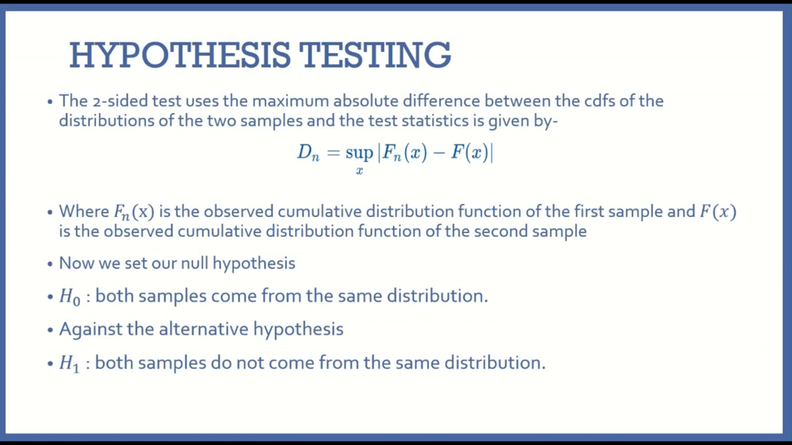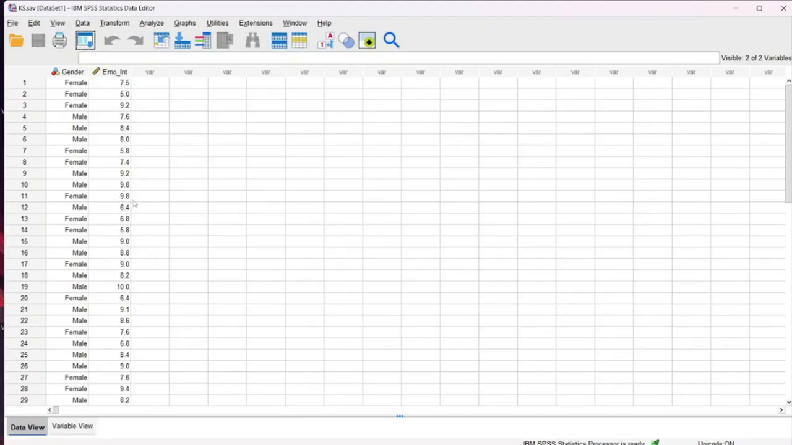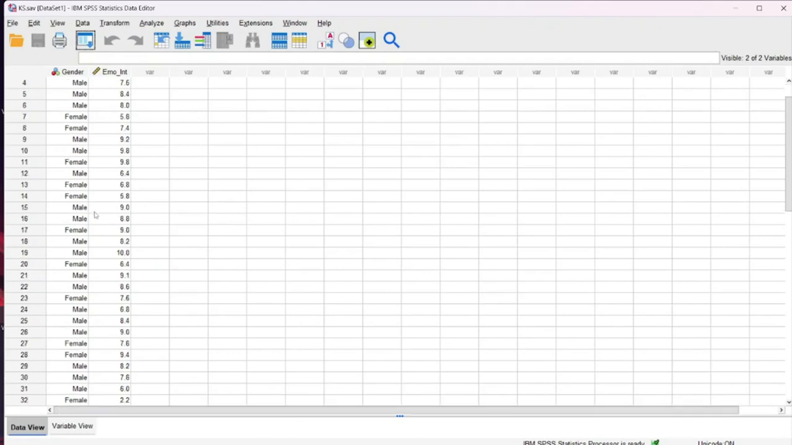Now we set up our null hypothesis first, H0, such that both samples come from the same distribution, against the alternative hypothesis, H1, both samples do not come from the same population. So now let's go to SPSS and analyze the data. Here we have the two variables, gender and emotional intelligence, of 39 males and females, and we will analyze whether the emotional intelligence of males and females comes from the same distribution.